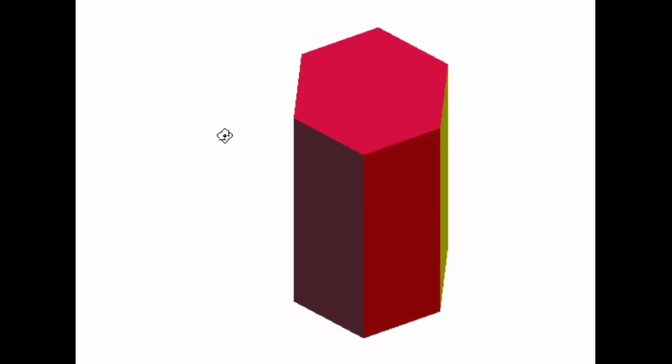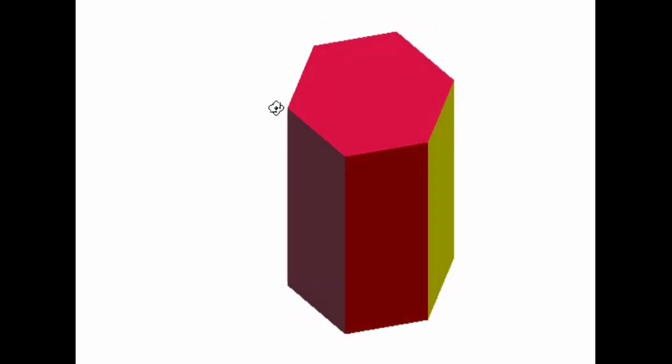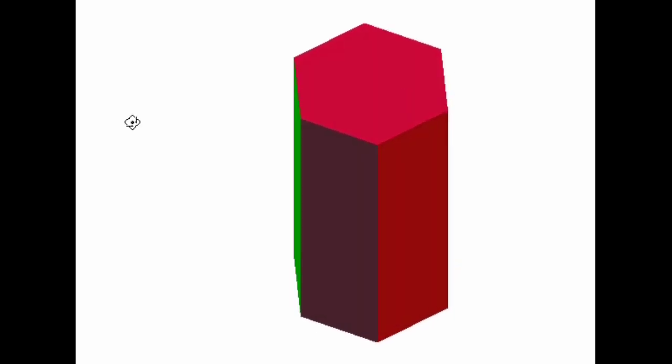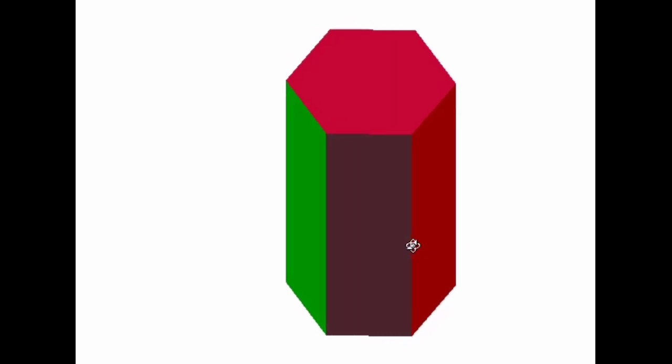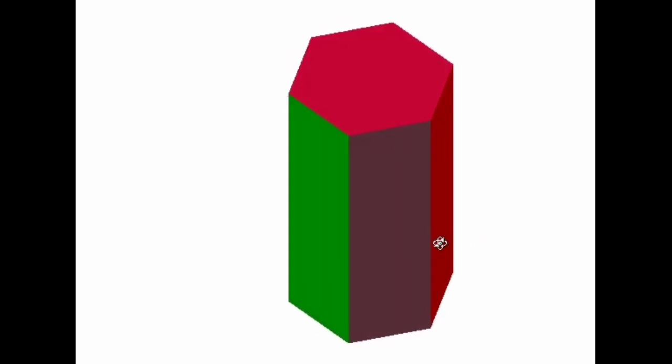Hexagonal prism has got 6 lateral faces. And this is a top face. This is a bottom face. Normally we name this as A, B, C, D, E, F, A1, B1, C1, D1, E1 and F1 like this. A typical isometric view of a hexagonal prism you are observing.